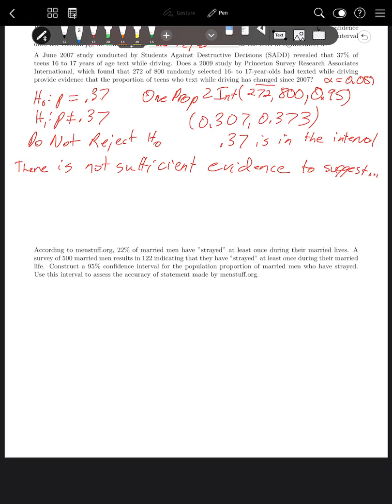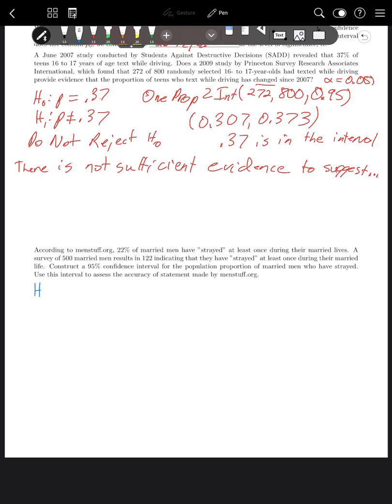Okay, so now you've tried it, let's go through it together. According to menstuff.org, 22% of married men have strayed at least once during their married lives. A survey of 800 married men results in 122 indicating that they have strayed at least once during their married life. Construct a 95% confidence interval for the population proportion of men who have strayed. Use this interval to assess the accuracy of the statement made by menstuff.org.